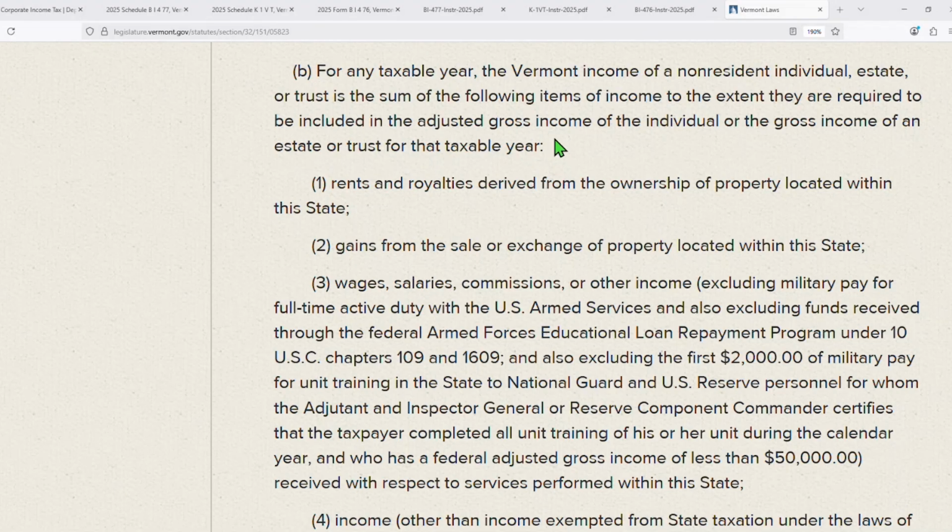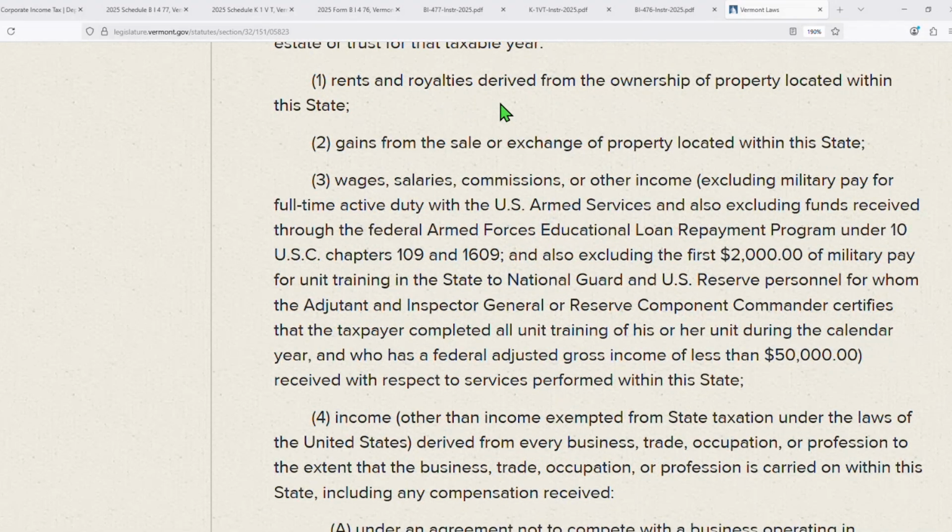So over here, B, the income of a non-resident individual, estate, or trust. Some of the following items of income that are required. So we have rents, royalties derived from ownership of property within the state. And right as I say that, I want to get into this distinction of how items of income are going to be sourced, and are they going to be allocated or directly sourced to the place where they happen, or are they going to fall into an apportionable bucket of income?